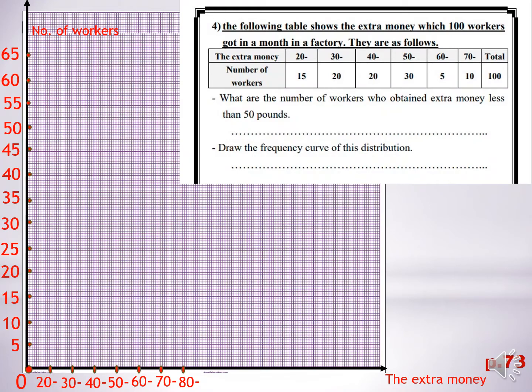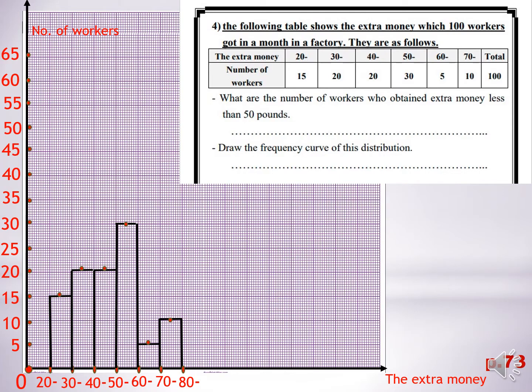And then I will start drawing my histogram. I have from 20 to 30, 15, so I will go up from 20 till I reach 15. And from 30 to 40, 20, so I will go up from 30 to reach 20. And from 40 to 50, 20 also. From 50 to 60, 30. And from 60 to 70, 5. And from 70 to 80, 10.